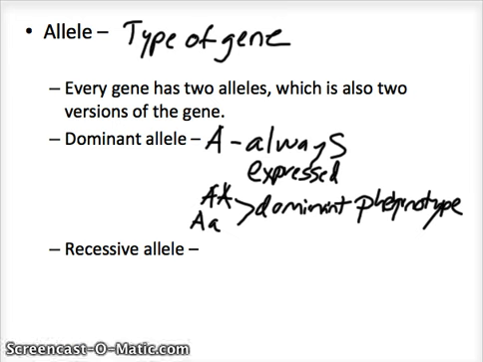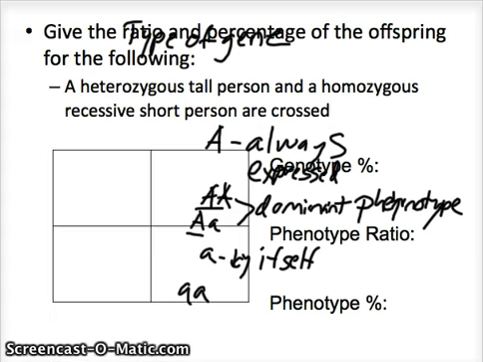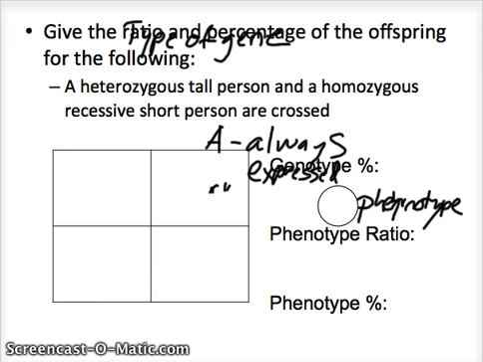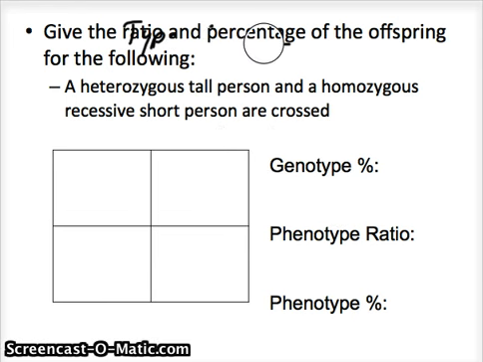Whereas the recessive allele is the little letter, and this has to be by itself to be expressed. Alright, so the only time we'll get the recessive phenotype is if you have two little a's. If you have a big one, it always turns out to be the dominant phenotype. So now let's look at some Punnett squares. Again, you use Punnett squares if you have parents that want to know what are the chances of them having an offspring with a certain gene or a certain trait.